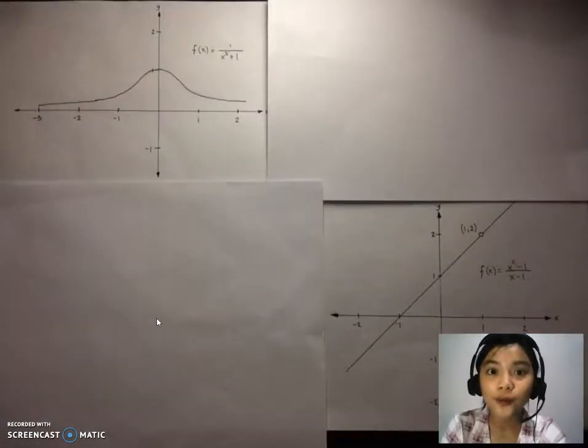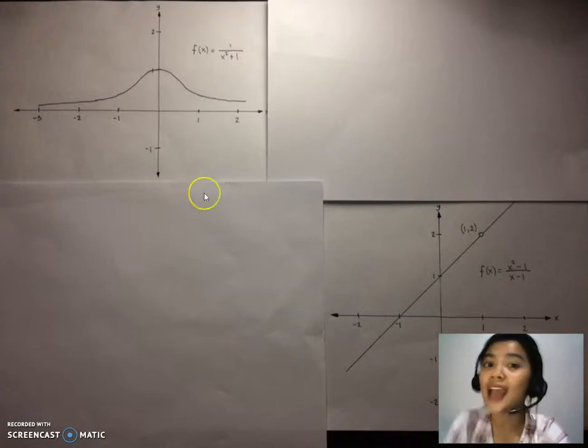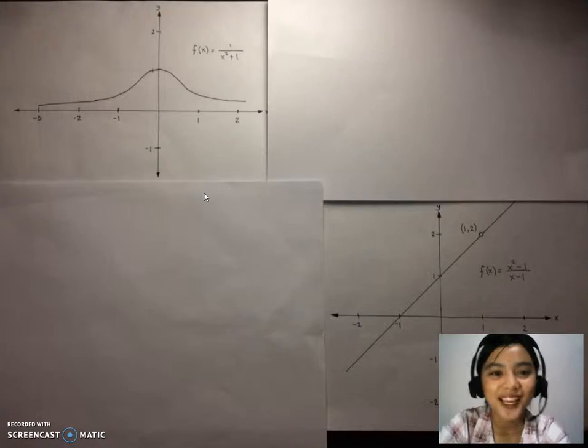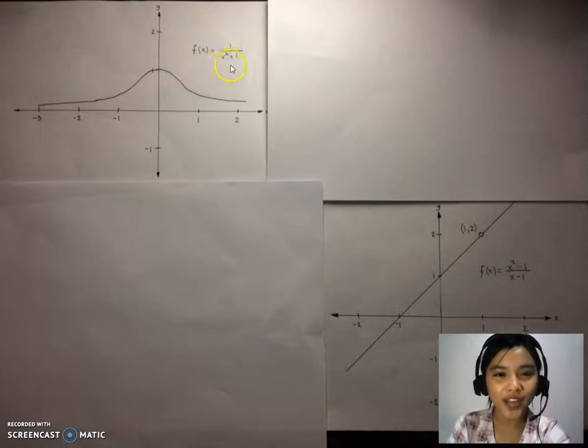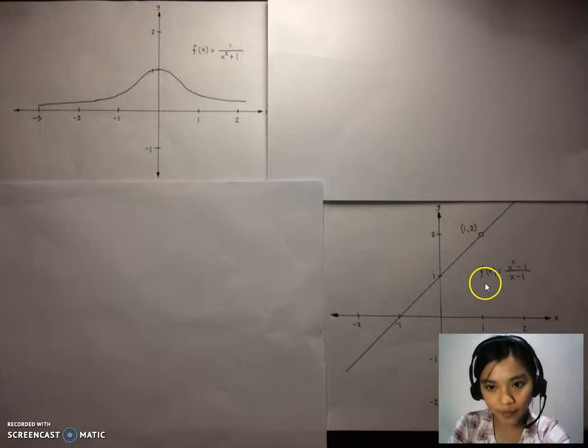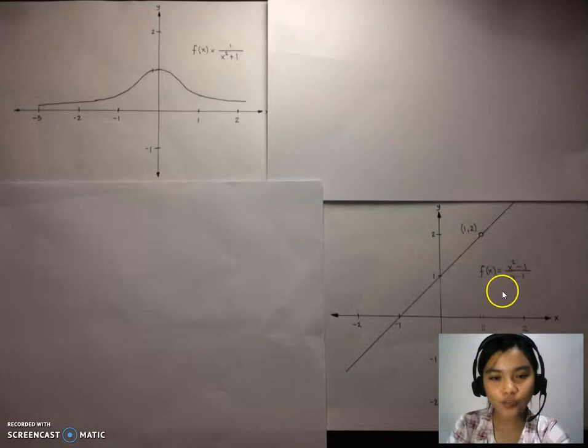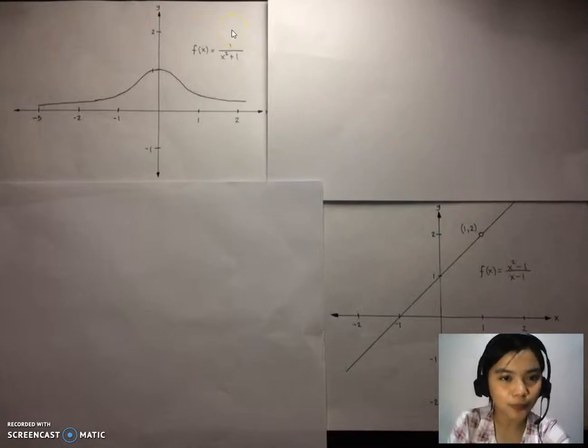So, we already have here our two examples. Don't worry, I am here to help you and demo it to you. For the first example, we have f of x equal to 1 over x squared plus 1. And for the second example, we have f of x equal to x squared minus 1 over x minus 1. Let's go back to the first example.